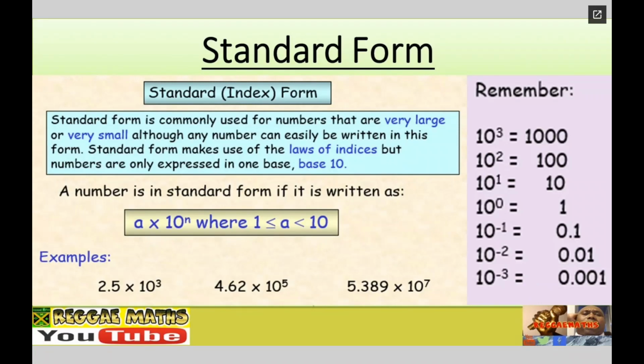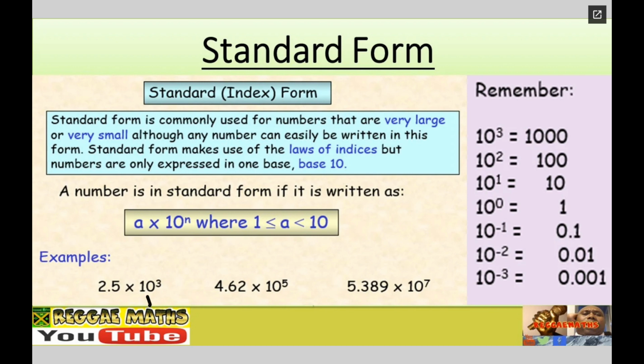Standard form is commonly used for numbers that are very large or very small. The key thing about standard form is that it's a times 10 to the power n, where a is greater than or equal to 1 and less than 10. So for example, we've got 2.5 times 10 to the power 3.